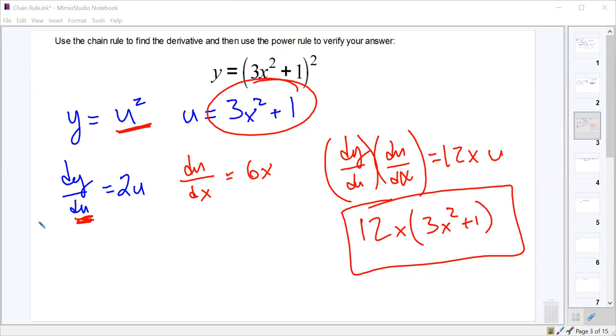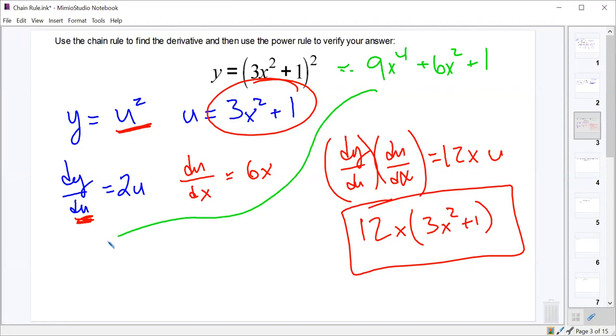All right, so from there, let's verify that this is right using the power rule. So to use the power rule, we'll distribute out the (3x squared plus 1) squared, which should give us 9x to the 4th plus 6x squared plus 1. Everybody agree with that? If you distribute that out? Yep. Okay. And if we take the derivative using the power rule, that should give us 36x cubed plus 12x. And if you were to distribute out what we got in the red over here with the chain rule, 12x times 3x squared gives you the 36x cubed, and 12x times the 1 gives you the 12x. So either way works.